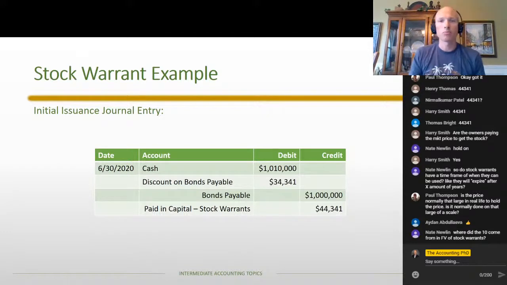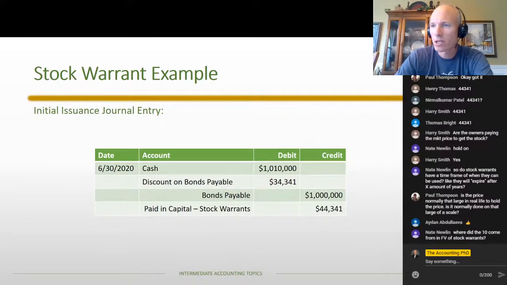Now, as far as the proportion of the bond compared to the stock warrant, honestly, that I don't know. In fact, most bonds are not issued with stock warrants, and most stock warrants are not issued with bonds. So just be aware that these can be issued together, but typically they're not. But we need to account for it because it is allowable under U.S. GAAP, and it does happen.